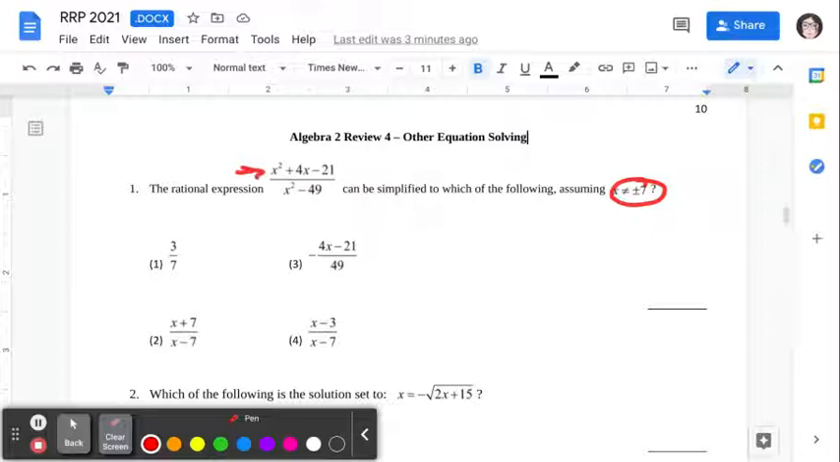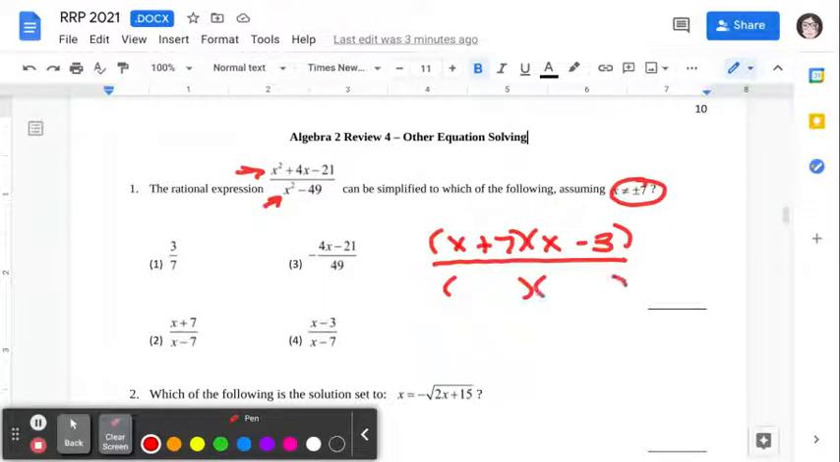This is a trinomial. So to factor that, I have my x, and then another x, and you have to find two numbers that multiply to negative 21 and add up to 4. So that would be x plus 7 and x minus 3. And then the bottom one is a difference of perfect squares. So for that one, I have my two parentheses with a plus and a minus. The square root of x squared is x, so I'm going to put that there. The square root of 49 is 7. That goes there. And then what you do is you cross out your matching factors.